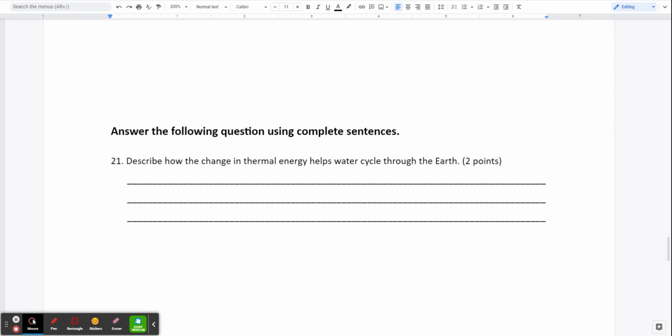21. Describe how the change in thermal energy helps water cycle through Earth. So think about those processes. Describe how the change in thermal energy helps water cycle through Earth. Think about how the change in thermal energy can help water move from place to place.